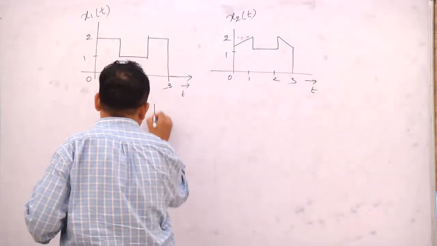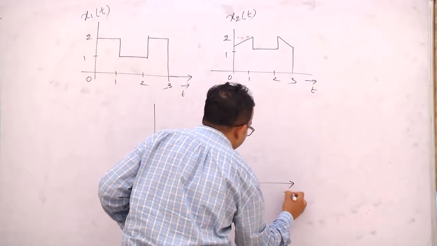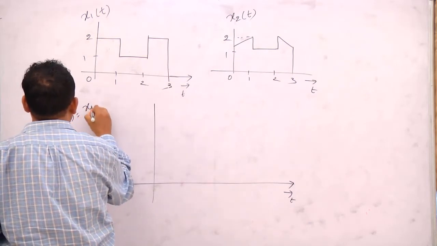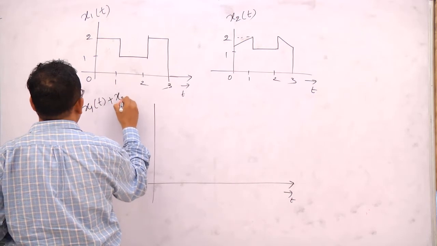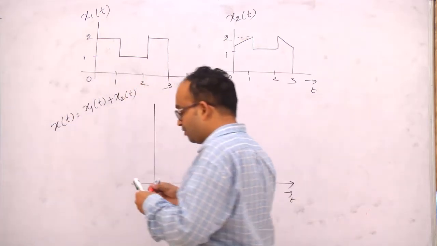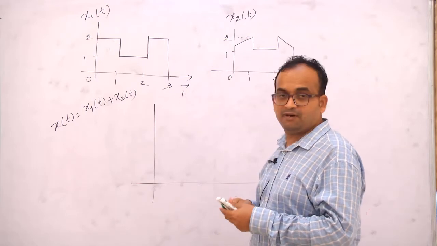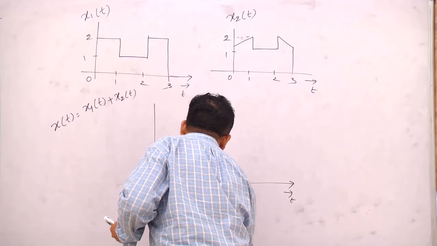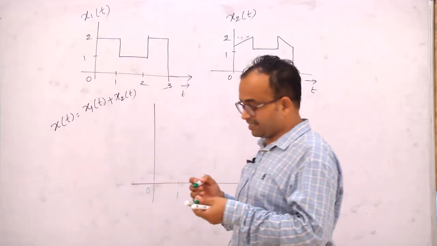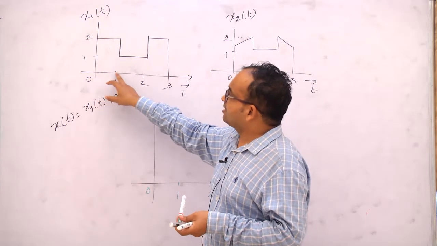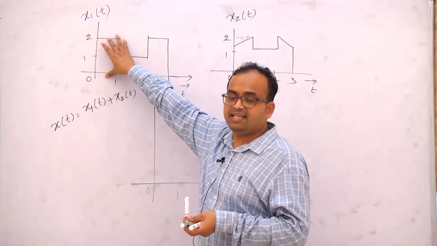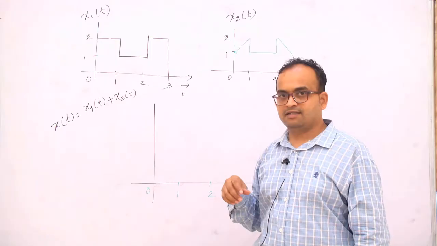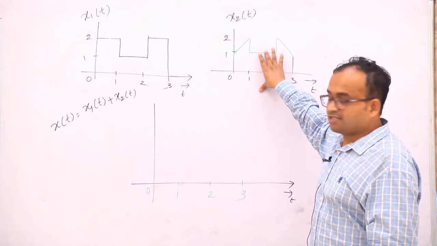Let us draw x1 of t plus x2 of t. So first, I will write x of t equal to x1 of t plus x2 of t. So how to draw the signal? Already discussed about these things. So I am drawing here 0, 1, 2, 3. So now see what happens. From 0 to 1, the amplitude is constant like a unit step function. But from 0 to 1 here, the amplitude is not constant. Okay, so this is the signals, whatever I have drawn.